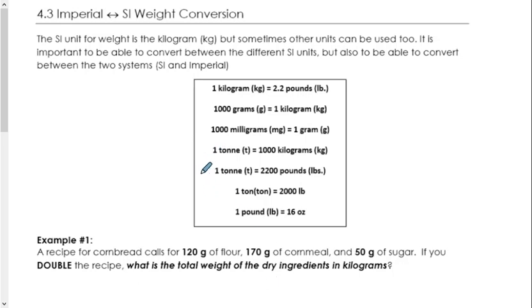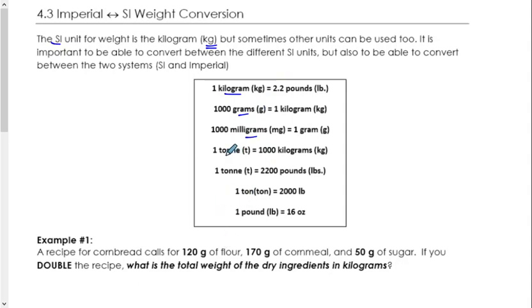Hi guys, so in this lesson we are going to be going through our 4.3 notes on converting between the Imperial and SI systems for weight. Okay, so one we are looking for SI weight, that is the kilogram or parts of a kilogram. So for example, grams or milligrams. Anything with grams in it is going to be SI or metric. So taking a look here, we have kilograms, we have grams, milligrams.